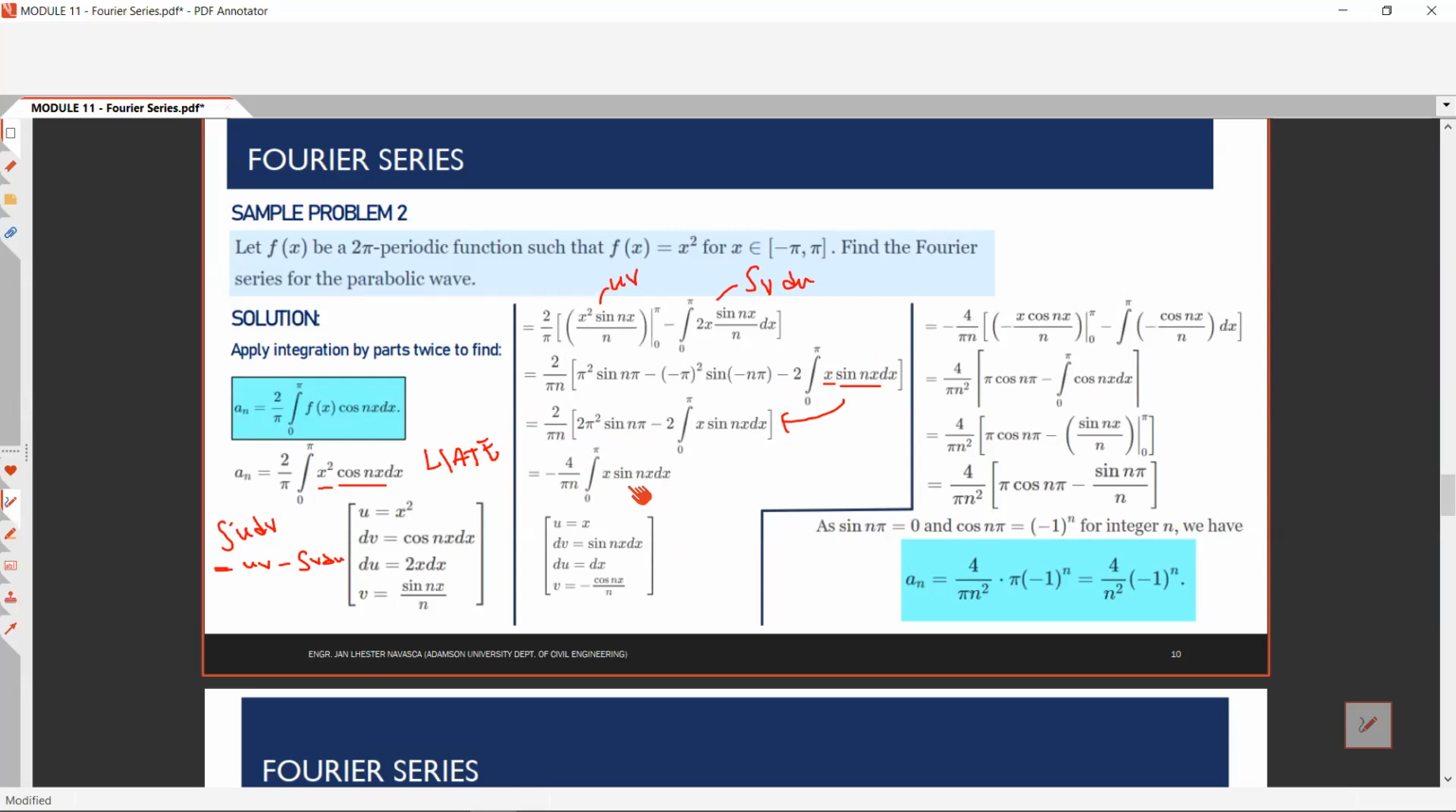Applying LIATE again: u is equal to x, dv is equal to sine nx dx, du is equal to dx, v is equal to negative cosine nx over n. This one is your u, this one is your dv. So you get negative 4 over n pi.